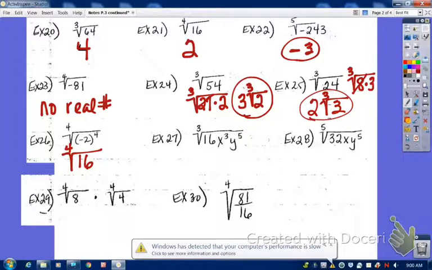Is 16 something I can take the 4th root of? Is it underneath x to the 4th on your chart? Yes, it is. What times itself 4 times is 16? 2. So the answer is just 2. No radical, because 16 was a perfect 4th. What times itself 4 times is 16? It's just 2. There's nothing left over like in example 24 and 25.